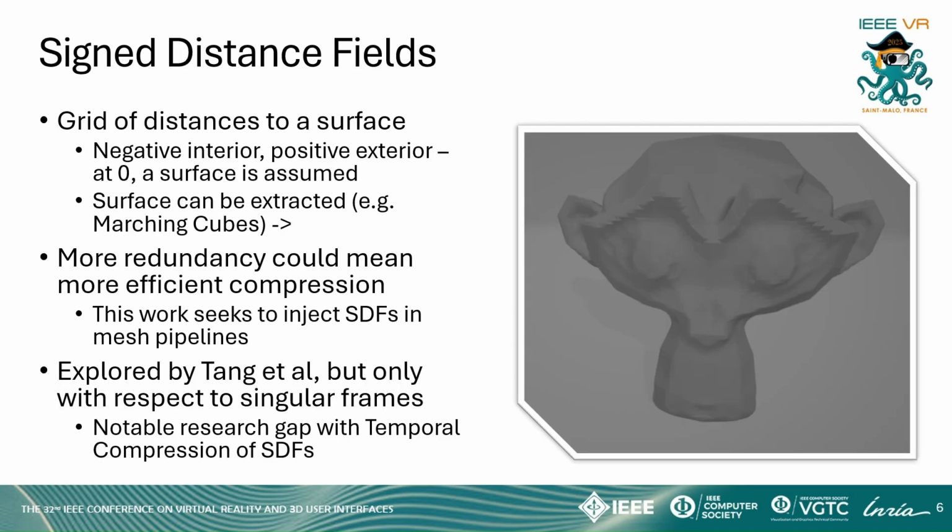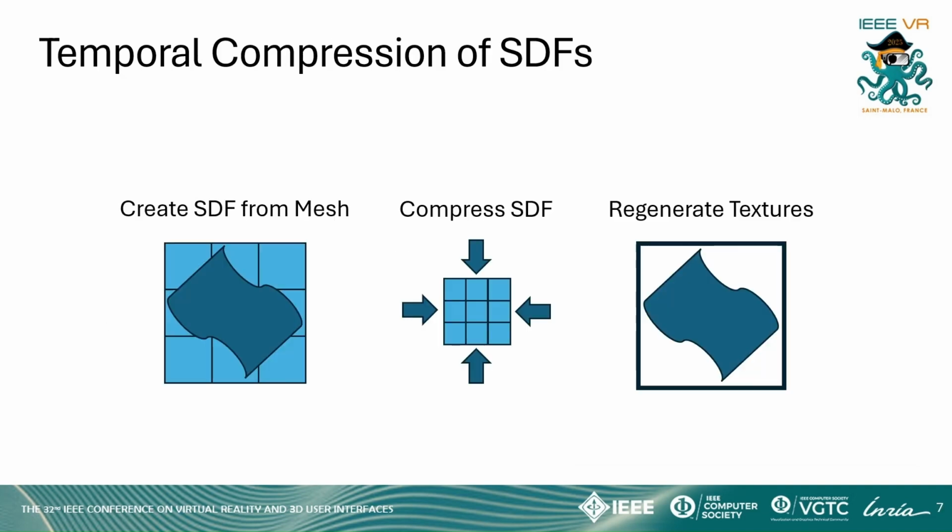Now, signed distance fields are not commonly used to store volumetric video. They are a grid of distances to a surface with a negative interior, a positive exterior, and at zero, the surface is assumed to exist. More redundancy could mean more efficient compression, and so this work seeks to inject signed distance fields into existing mesh pipelines. Now, this was briefly explored by Tang et al., but only with respect to singular frames, and there is a notable research gap with temporal compression of signed distance fields.